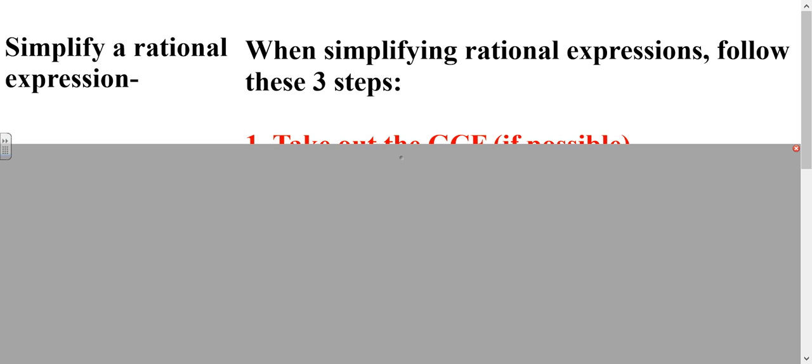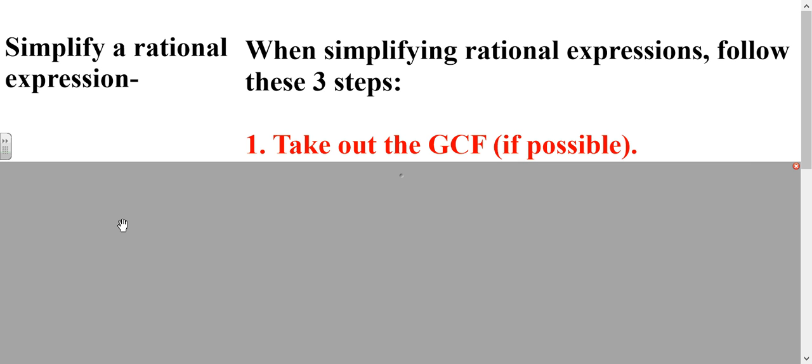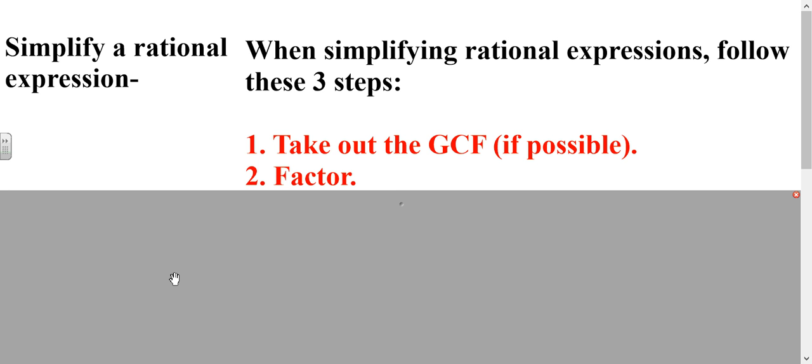First, we are going to take out the greatest common factor if possible. So we're going to factor by taking out the GCF. If we can't take out the GCF, we're just going to factor whichever way we need to.